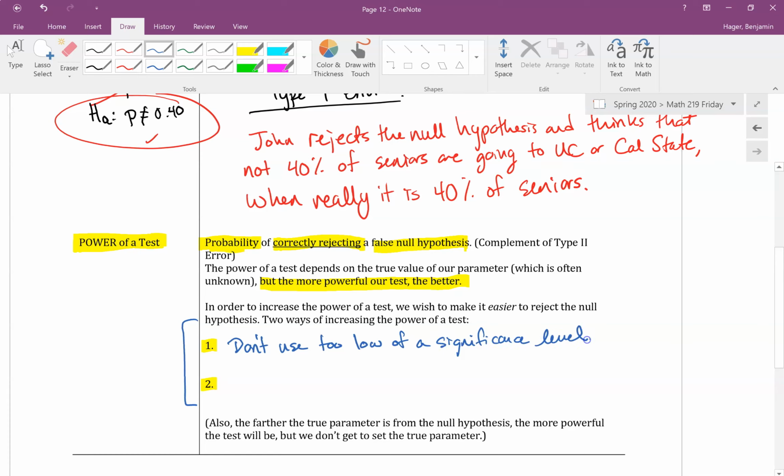5% is good. Or use 10%, so I'll say or higher. But again, what we're trying to do is make sure that we correctly reject the null. We're trying to not do a type 2 error, because type 2 errors could potentially be the worst.